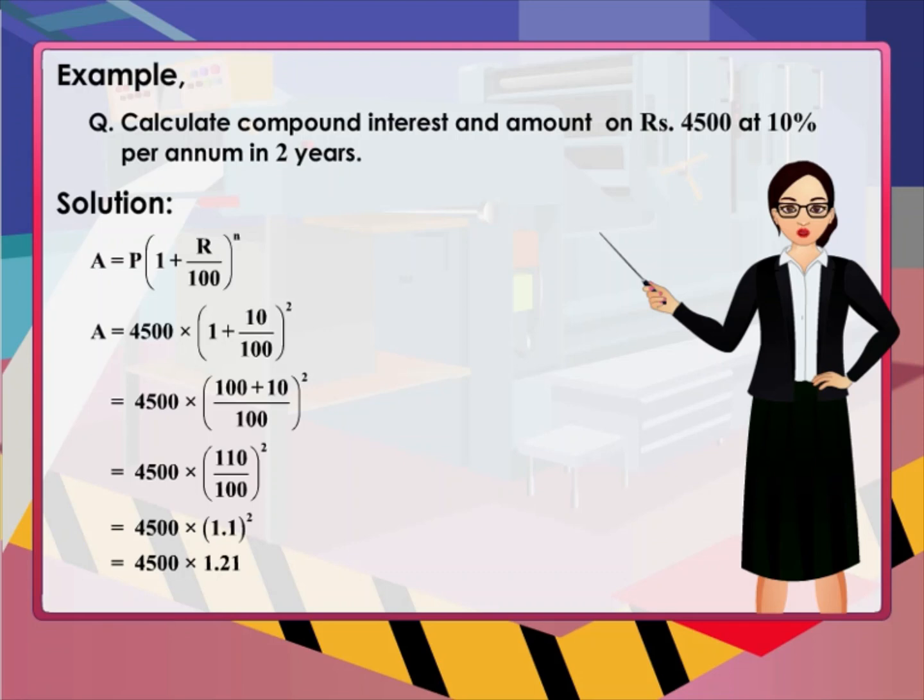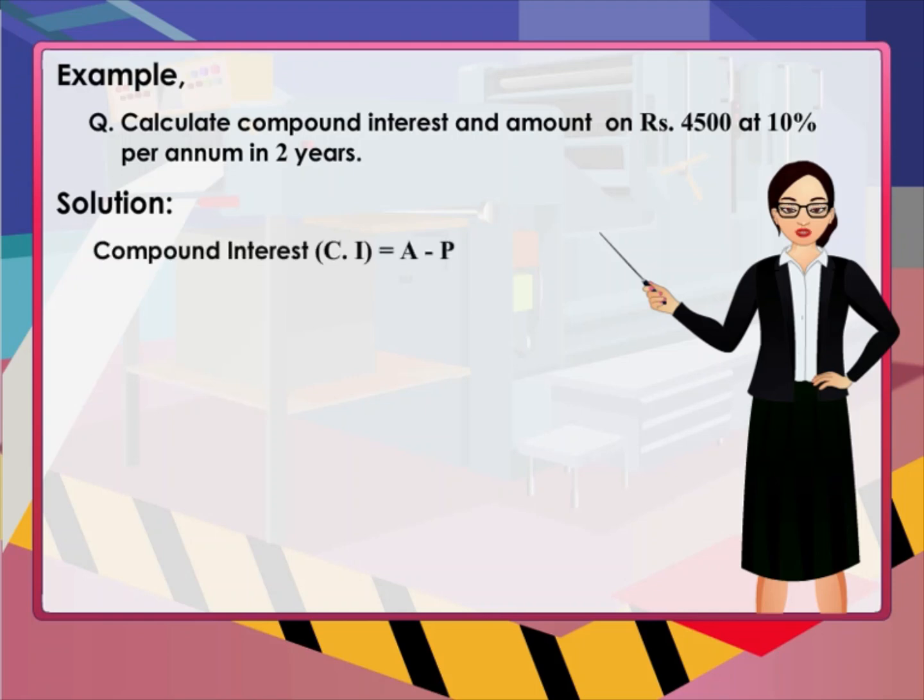Now multiply 4,500 into 1.21. We get 5,445. To find the compound interest, subtract principal from amount. Therefore, compound interest is equal to A minus P, which is equal to rupees 5,445 minus 4,500. Subtracting this, we get rupees 945.